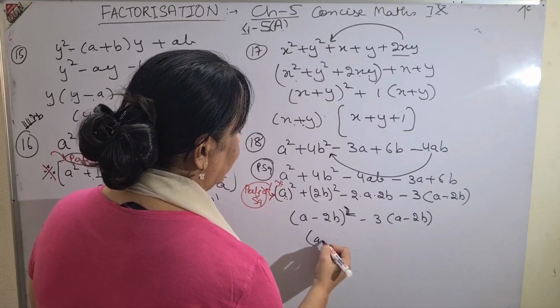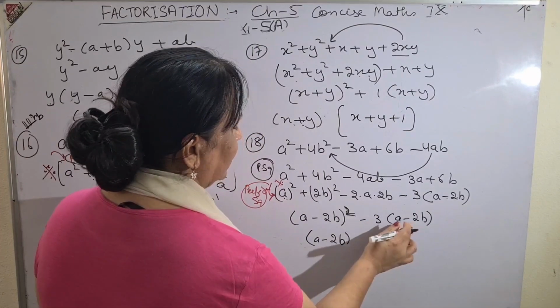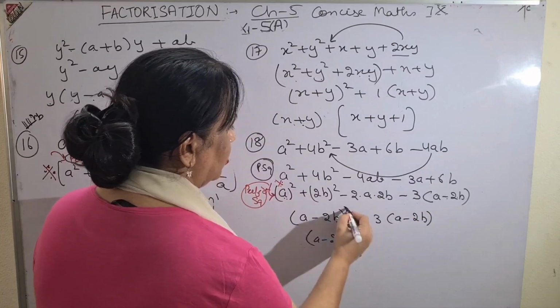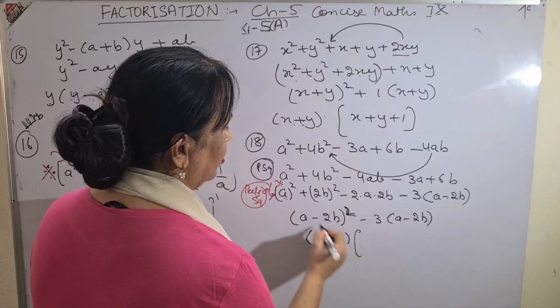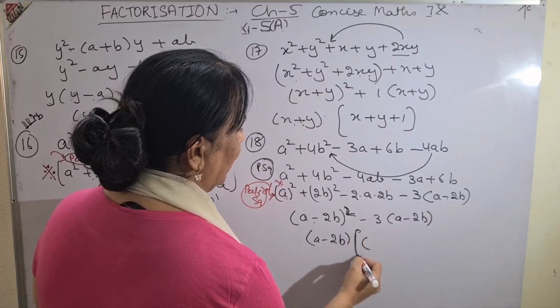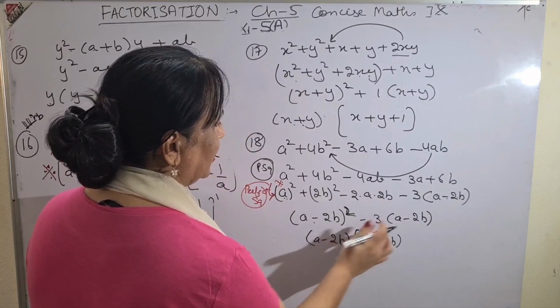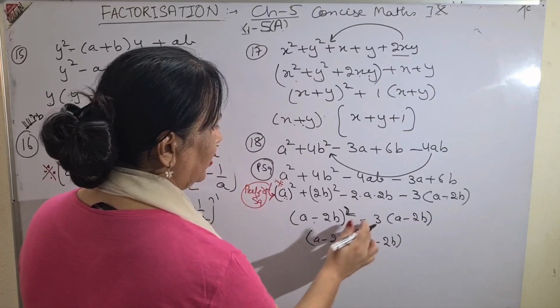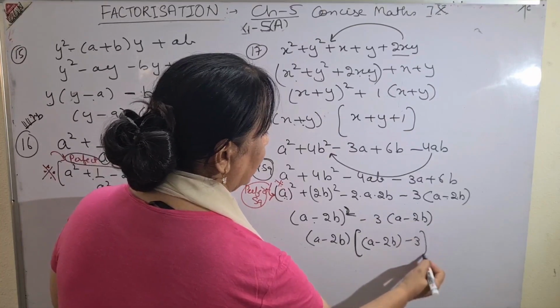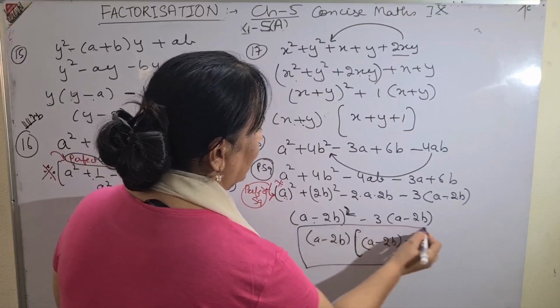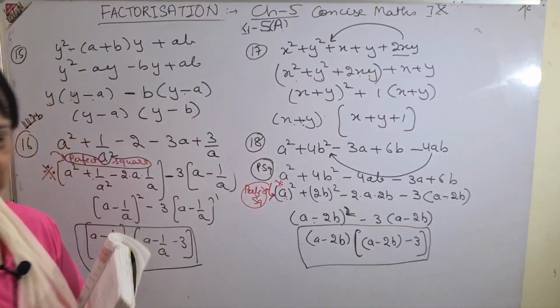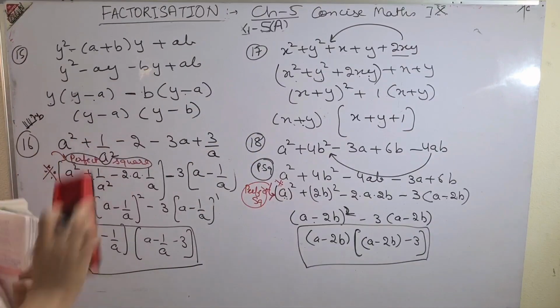So I'll take one of them common because there is 1 in the second term. 2 out of 2, 1 I have taken common. So inside in the bigger bracket, I am left with a minus 2b. 1 I have taken out. In the second term, a minus 2b I have taken out. So I am only left with minus 3. So see how easy these sums are. Just you have to put little concentration on them and you will be thorough with them.